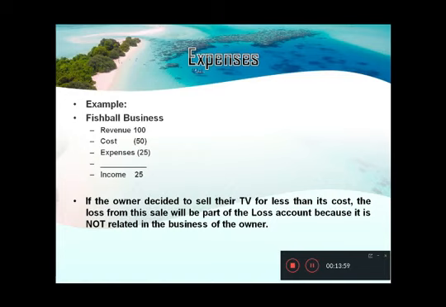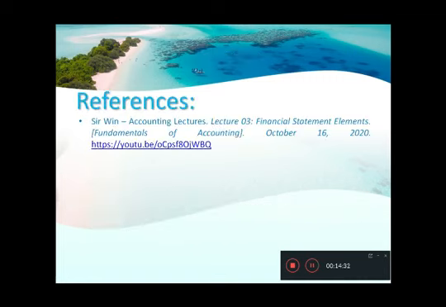So, if the owner decided to sell their TV naman, pero less than its cost, the loss from this sale will be part of the loss account because it is not related in the business of the owner. So, kung sakali naman na gusto ng may-ari na ibenta ang kanilang TV na mas less naman sa kanilang cost, the loss from this sale ay magiging loss account because it is not related in the business of the owner. Okay. That's it.